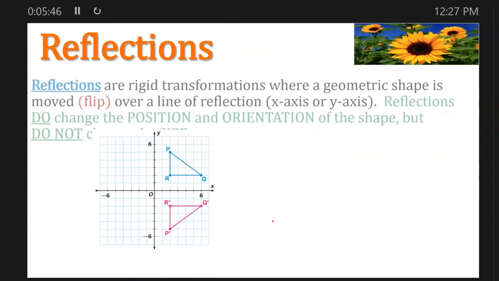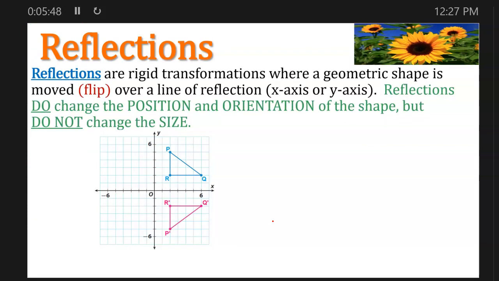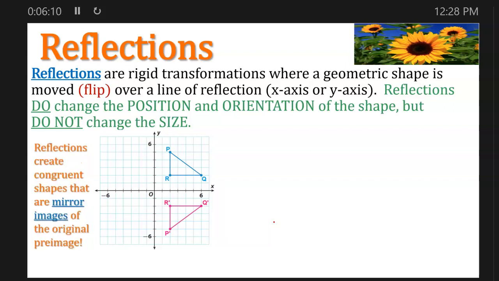Okay, so a reflection is a rigid transformation where a geometric shape is moved by a flip over a line of reflection. In this case, our lines of reflection are going to be the x-axis or the y-axis. Reflections do change the position and the orientation of the shape, but do not change the size. Reflections create congruent shapes that are mirror images of the original pre-image.